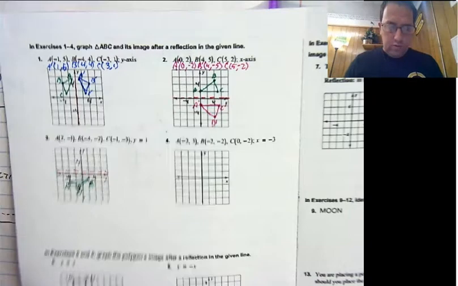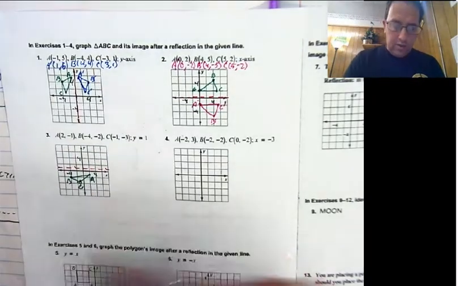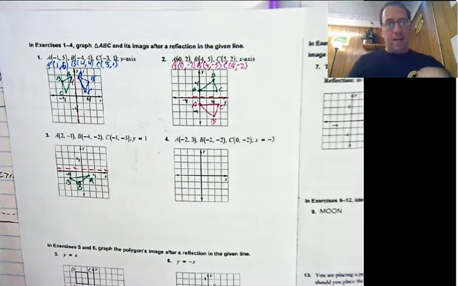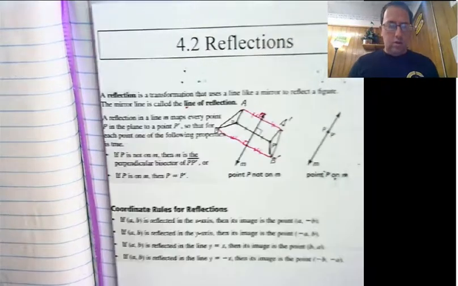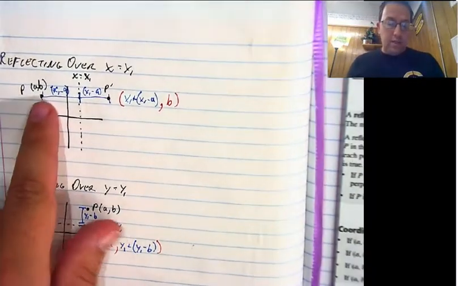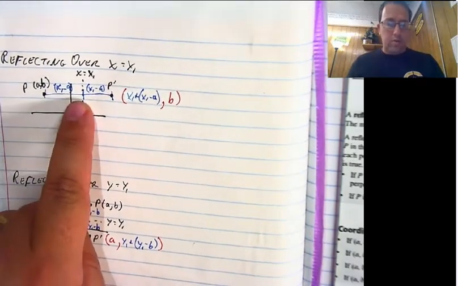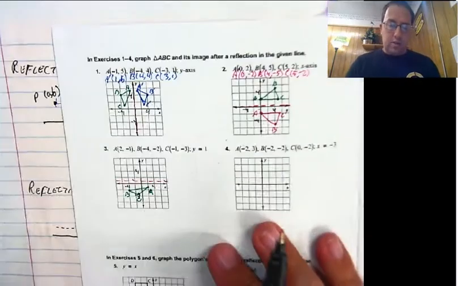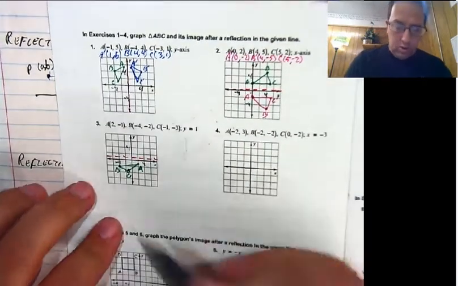So we are now going to reflect over the line, got this drawn, reflecting over the line y equals 1, not an axis, so we cannot use these rules here. We're going to use these rules here that I gave you. And basically we're going to find the distance from the point to the line of symmetry, to our line of reflection, and then we add it to the other side. All right. So let's see here.